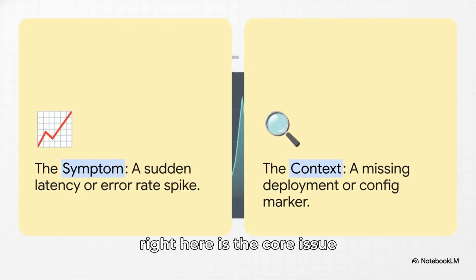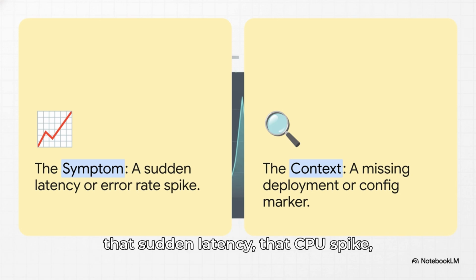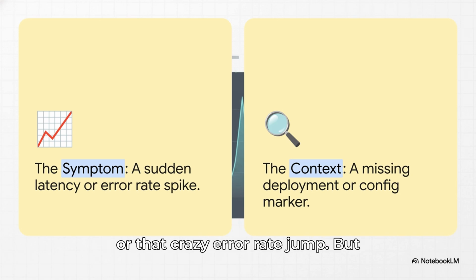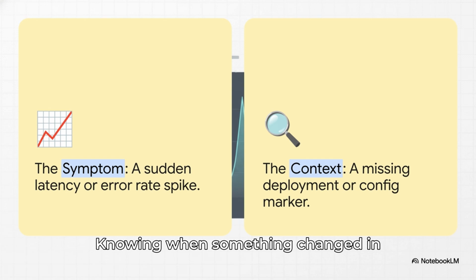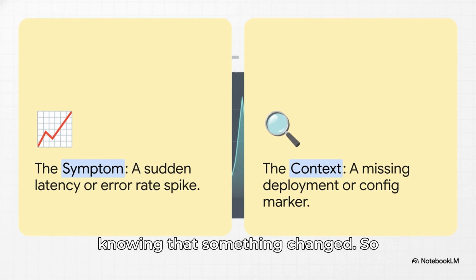And right here is the core issue we face in incident response. We so often focus our dashboards entirely on the symptom, that sudden latency, that CPU spike, or that crazy error rate jump. But what we desperately need on that exact same screen is the context. We need the specific deployment, the scaling event, or the configuration marker that actually triggered the symptom in the first place. It's a massive paradigm shift. Knowing when something changed in your environment is quite literally just as important as knowing that something changed.